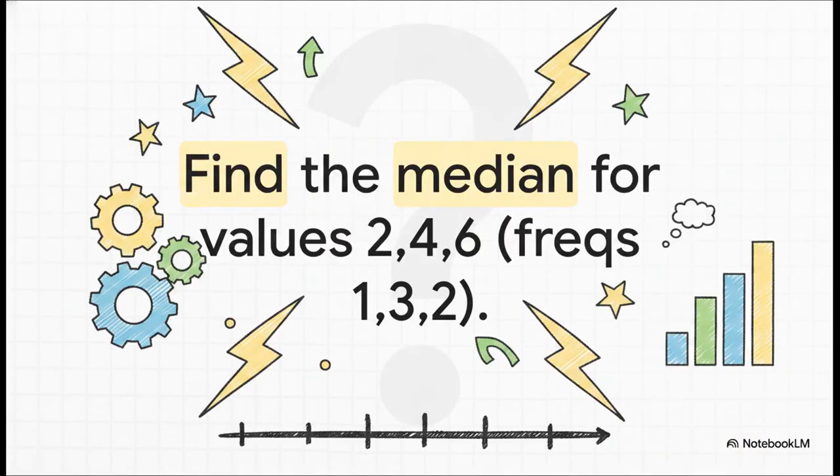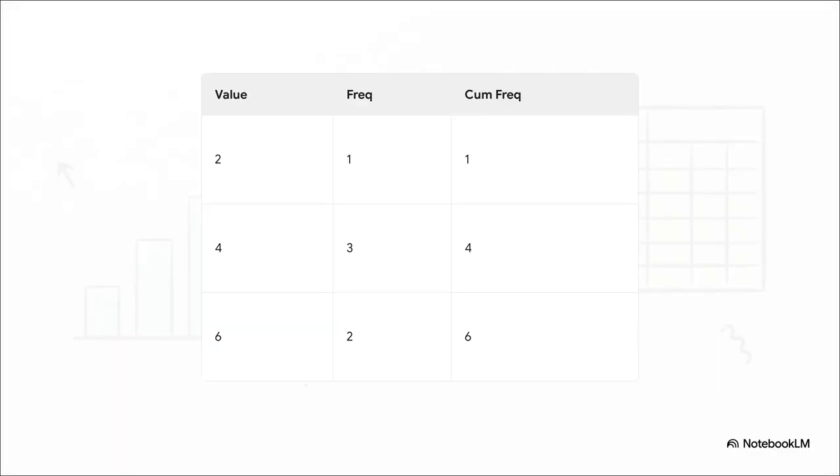Okay, I promised we were going to build your confidence today, so let's jump right into a rapid-fire practice quiz. Let's prove to yourself that you've got this down. Here is quick quiz 1. You've got the values 2, 4, and 6. Their frequencies are 1, 3, and 2, respectively. I want you to find the median. Go ahead, think about the shortcut we just talked about. What's the total frequency? Where are those middle positions? Let's walk through it together.